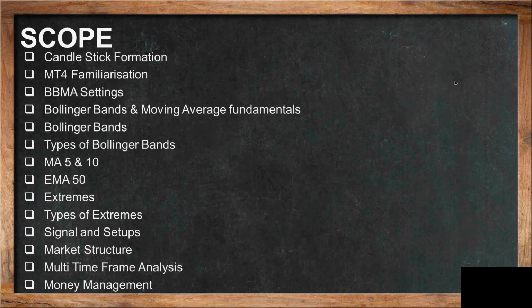I'm just going to post the BBMA settings. I think everyone already has that sorted out, but for those who just started learning BBMA, make sure the settings you have are the correct ones. Then we will move on with Bollinger Bands and moving average fundamentals. I will be talking about the different types of Bollinger Bands and how the market moves on each type, and then the functions of the MA 5 and 10, and the EMA 50. Then maybe we'll take a break in the middle, and after the break we'll talk about extremes.